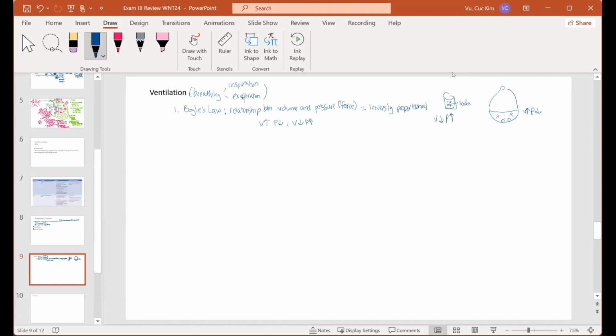Okay. All right. Then the second concept is diffusion. And this one, all of you should know because you learned about it in the chapter on cells. What does diffusion tell us? That things move from what to what?